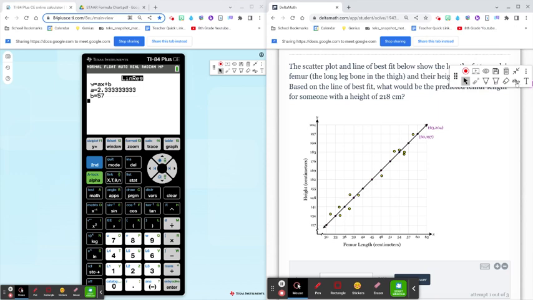Okay, I would write it like this. Oh, try that again. Okay. Y equals 2.3333 repeating x plus 57. That is the equation of this line.